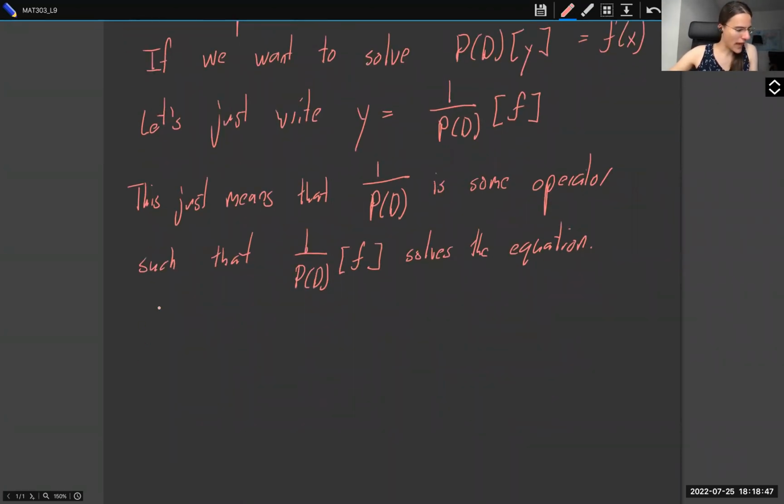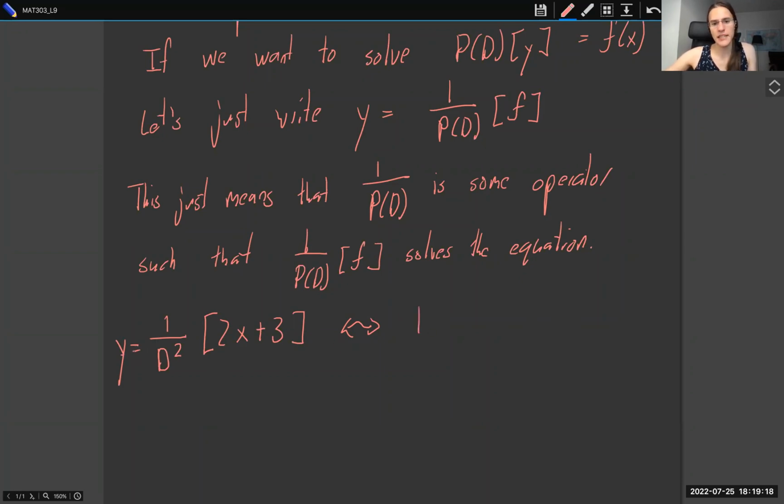Let's suppose that we have something like 1 over D squared applied to 2x plus 3. Well, what this is equivalent to is saying that y is equal to this. It's equivalent to saying, okay, let's say y is this.